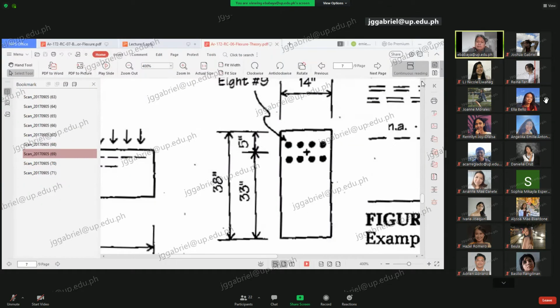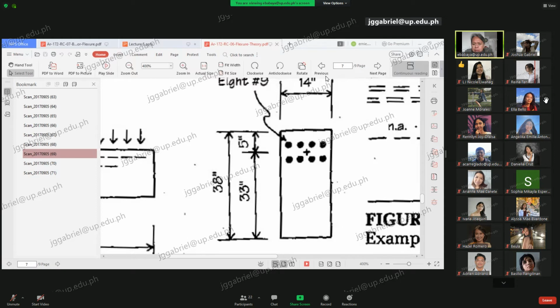Here, okay. Do you see the screen? Okay, this is the total height, which is 38 inches, and then the effective depth is 33 inches. So the effective depth was measured from the outermost compression surface, which is from the bottom, up to the center line of the reinforcements. Okay? Do you see that?